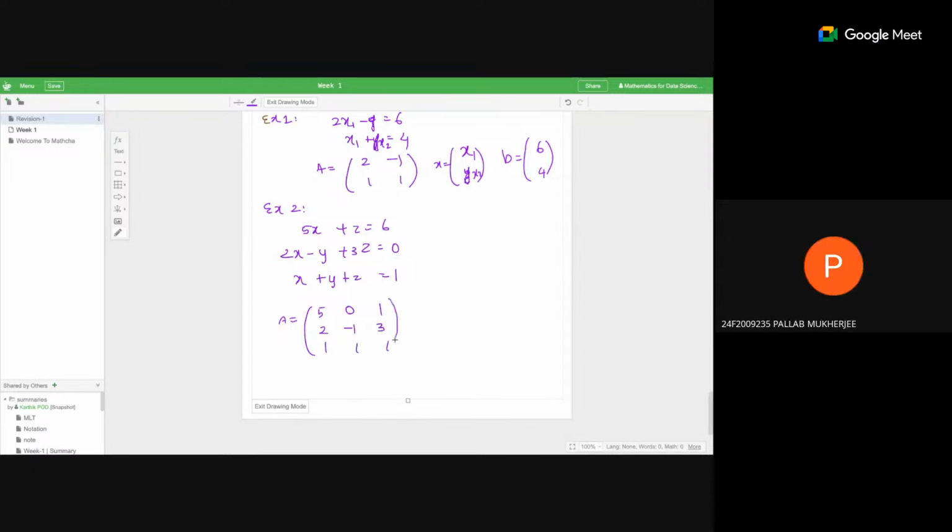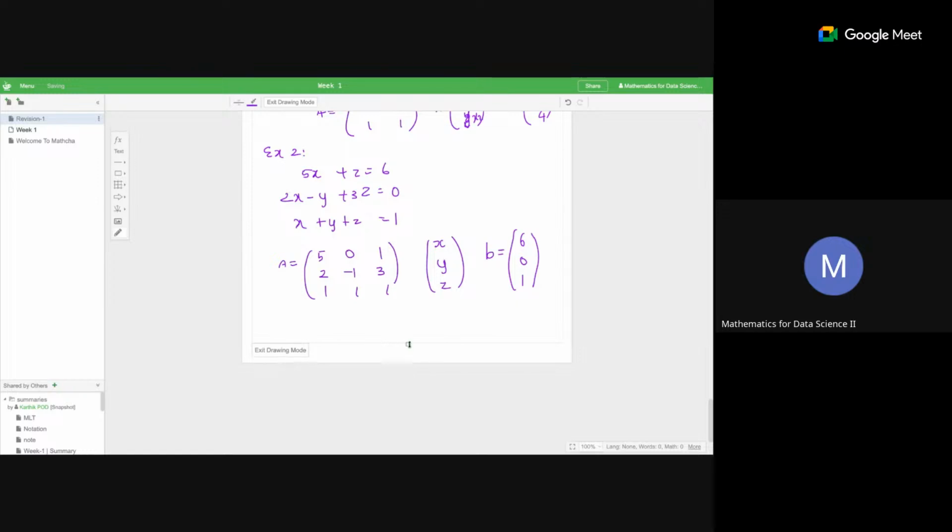So even if you have x, y, z instead of x1, x2, you should know what your unknown vector is. Your unknown vector is x, y, z. What is your B? 6, 0, 1. Note that if you don't have one of the variables, then we know that the coefficient is 0. That's why we put 0 here, because the y value is missing. It means the coefficient of y is 0. Okay? Fine.